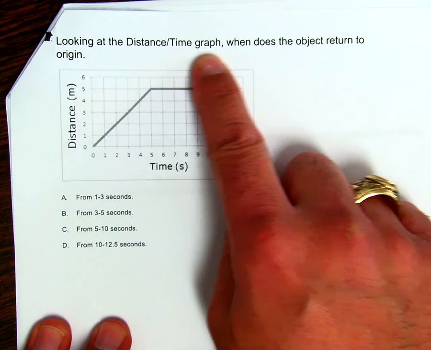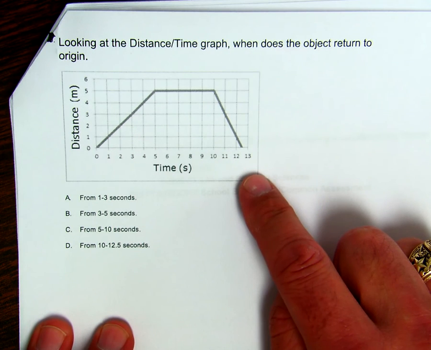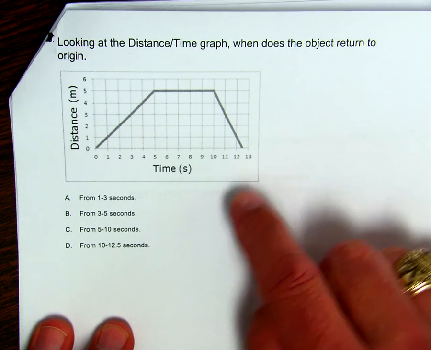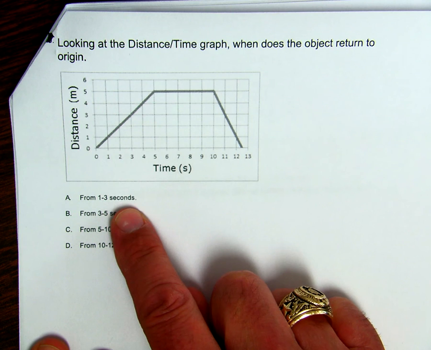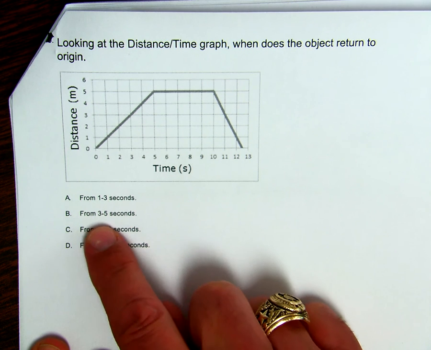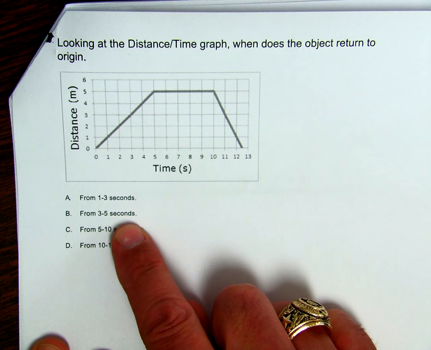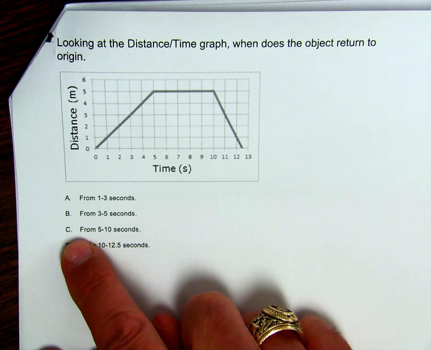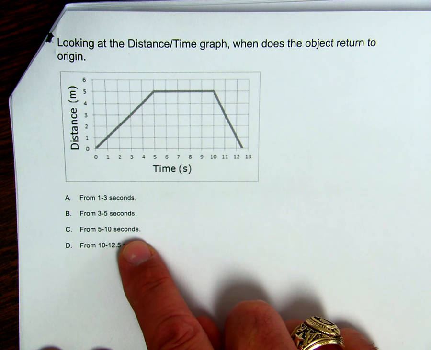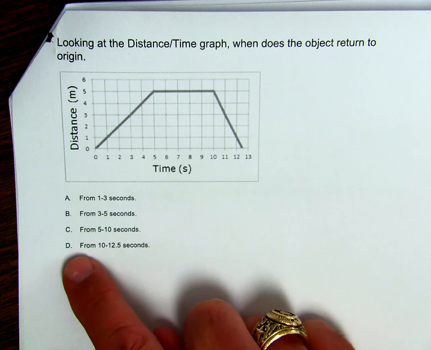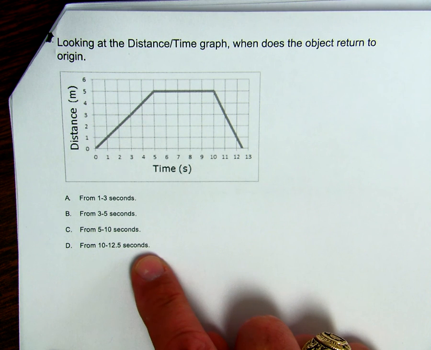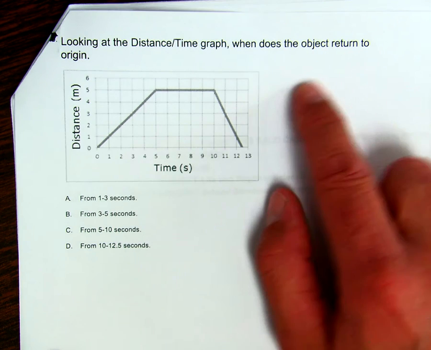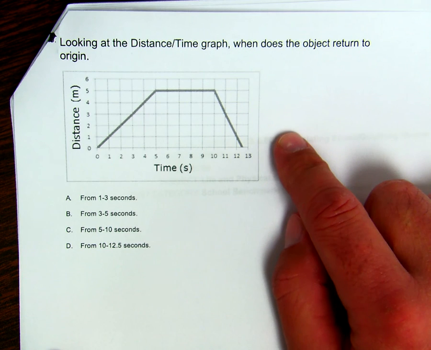Looking at the distance-time graph, when does the object return to origin? Is it A, from 1 to 3 seconds? B, from 3 to 5 seconds? C, from 5 to 10 seconds? Or D, from 10 to 12.5 seconds?